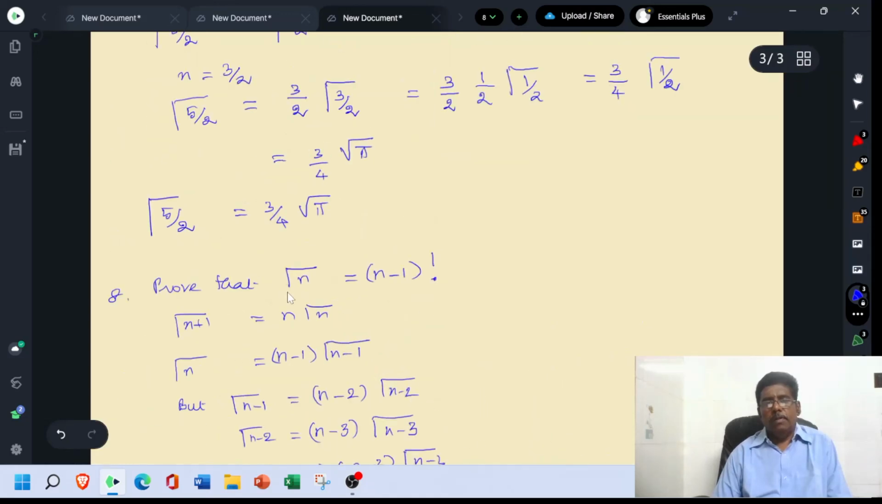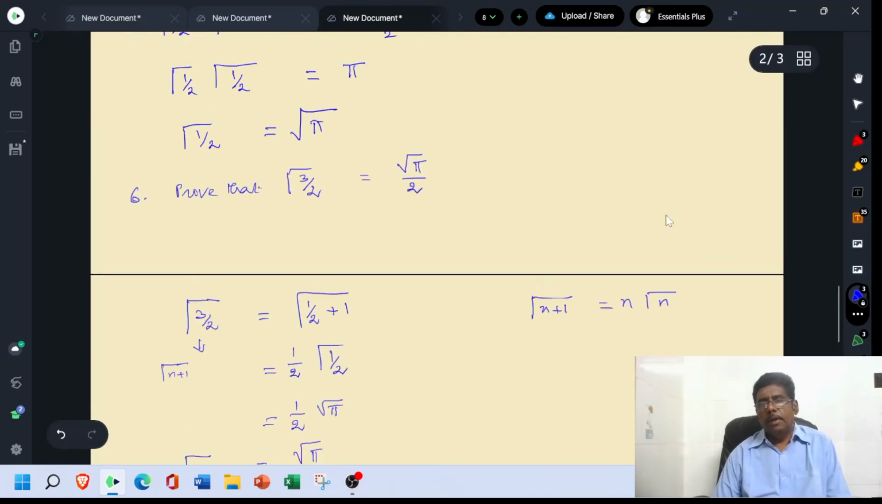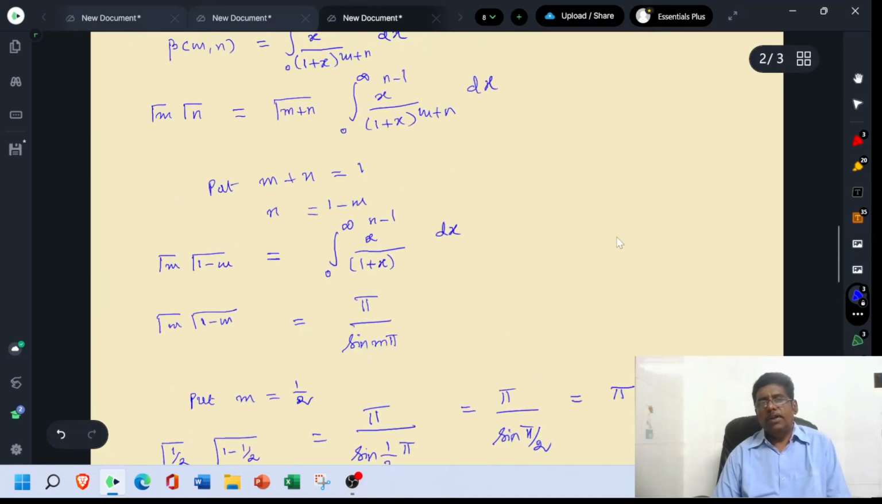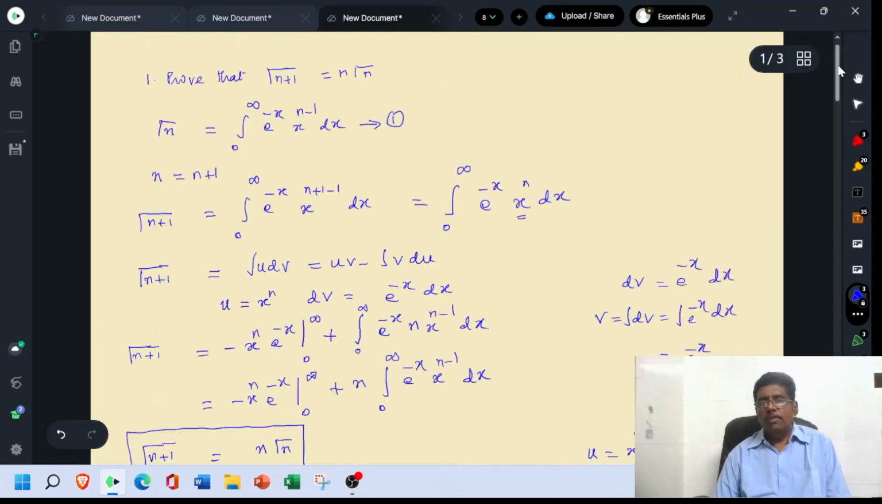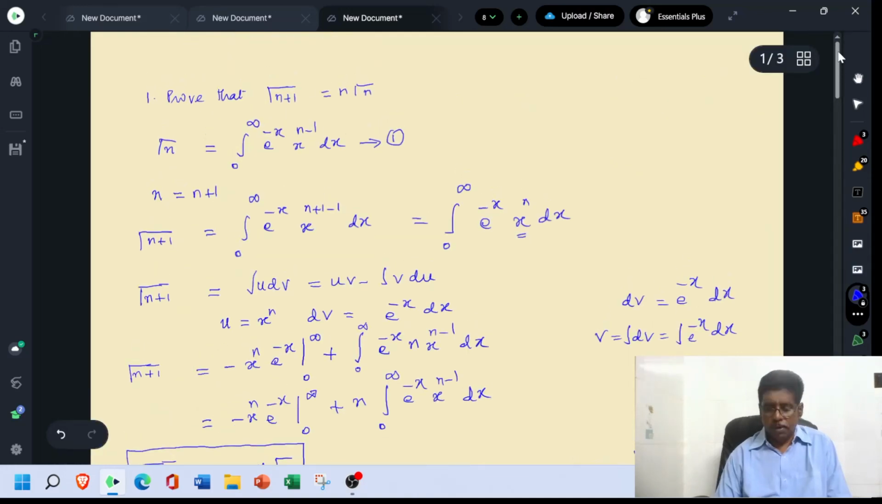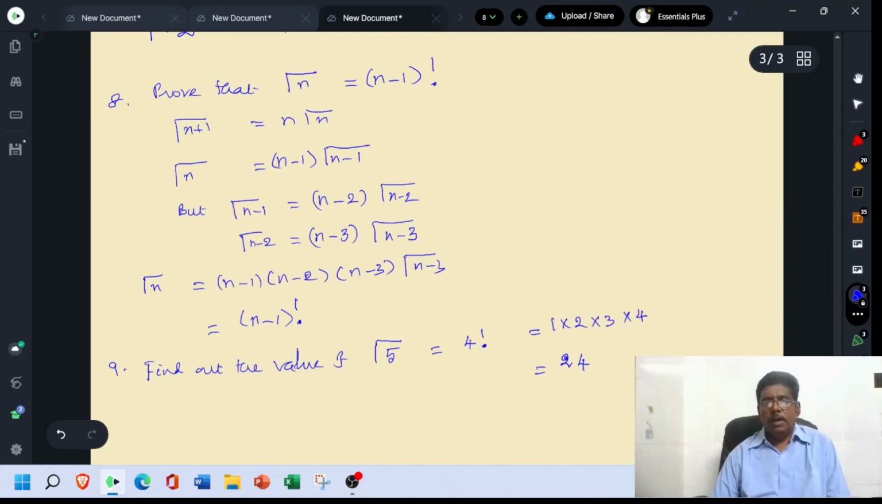In general, you may write gamma of n plus 1 equal to n factorial. Gamma of n plus 1 is equal to n gamma n, that is equal to n factorial, whereas gamma of n is equal to n minus 1 factorial. In this way, we have to solve the problems.